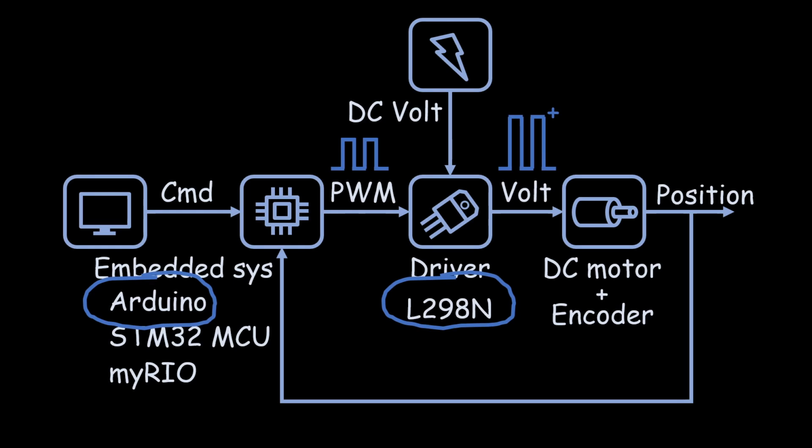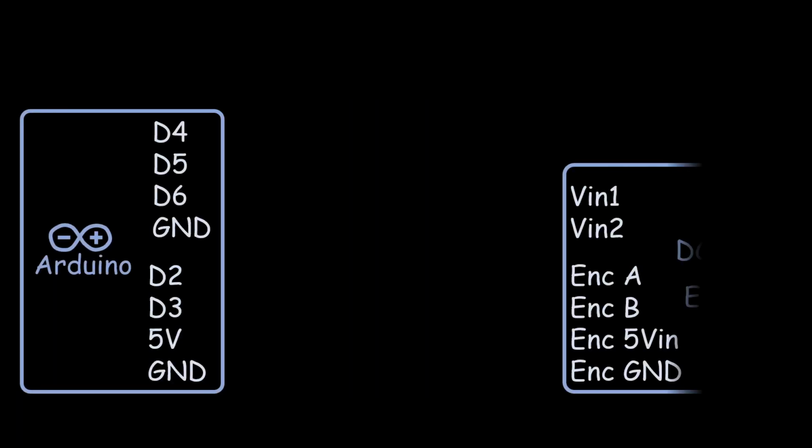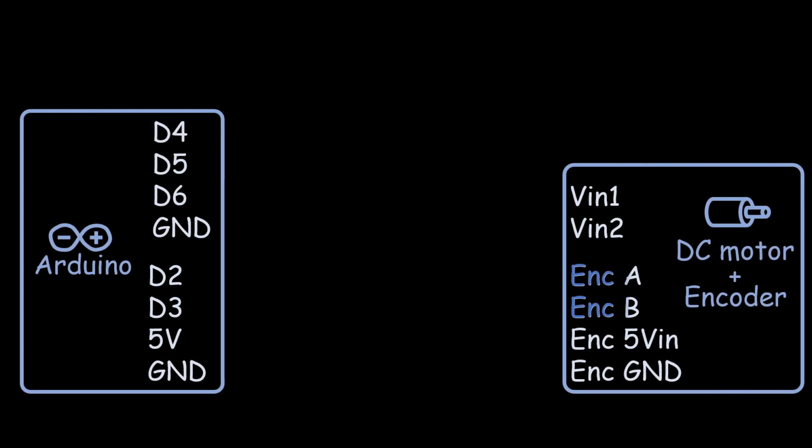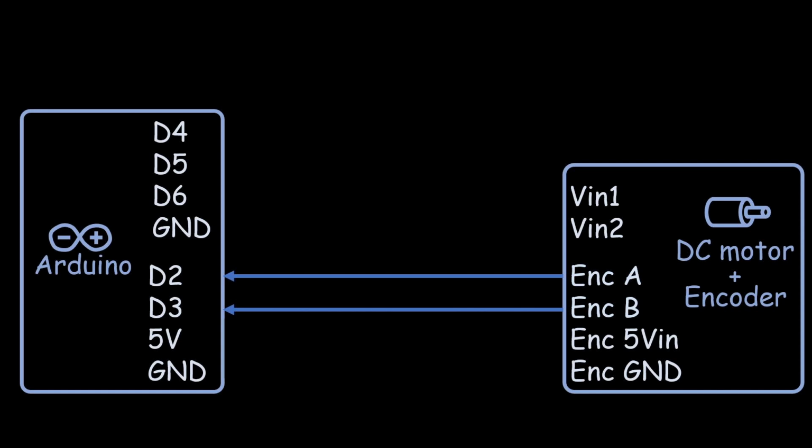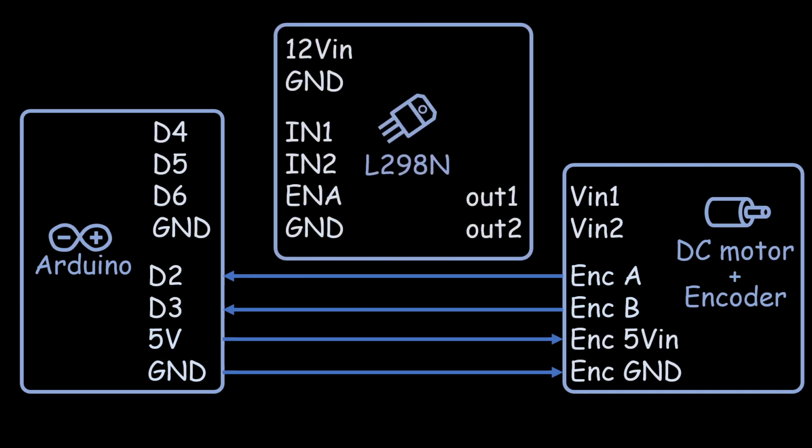Before running the program, let's quickly go through the wiring setup. First, connect the A and B phases of the encoder to digital pins 2 and 3 on the Arduino. Connect the 5 volt output and ground from the Arduino to the 5 volt input and ground of the encoder. Next, connect digital pins 4, 5 and 6 on the Arduino to input 1, input 2 and enable on the L298N module. Similarly, connect the ground of the Arduino to the ground of the L298N.